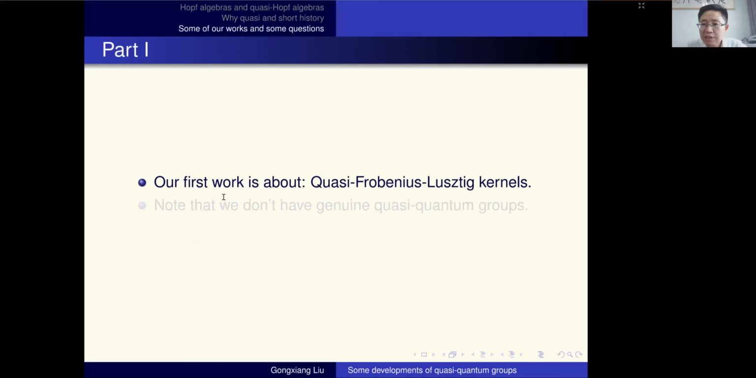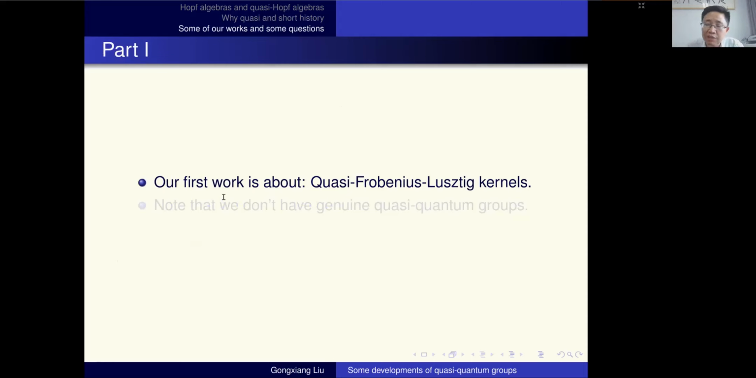When I considered the question about quasi-Hopf algebras, I felt curious. Why did no one consider Frobenius kernels for quasi-Hopf algebras? I felt very curious. But when I considered it very carefully, I found that I don't feel curious now. The reason is we need to recall who found the Frobenius kernel. This is Lusztig, George Lusztig. How did George Lusztig find this example?